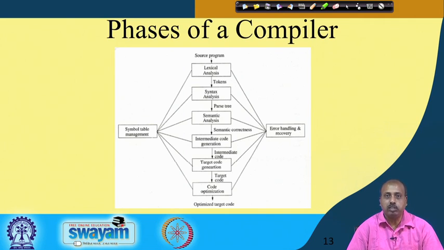The target code goes through optimization, because in this automated process there remain many scopes at which the generated code can be made more efficient in terms of execution speed, in terms of area or the total storage requirement. So, it goes into the code optimization phase, and the output of the code optimization phase is the optimized target code. Now, as we have discussed in the previous classes, it is not mandatory that the compiler will produce only optimized code.